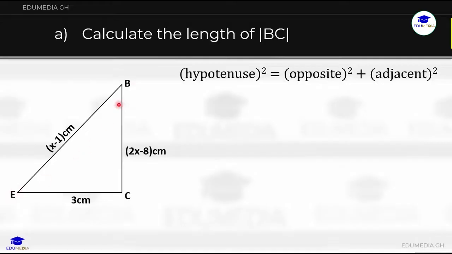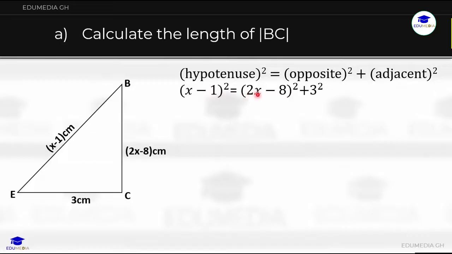So BE is the hypotenuse. The opposite we have is BC. And then the adjacent we have here is EC. So in essence, the question is asking us to look for the opposite of this particular shape. So therefore, we continue to substitute this into the Pythagoras formula. So the hypotenuse, which is x minus 1, is going to be substituted here. So that's what we have here.